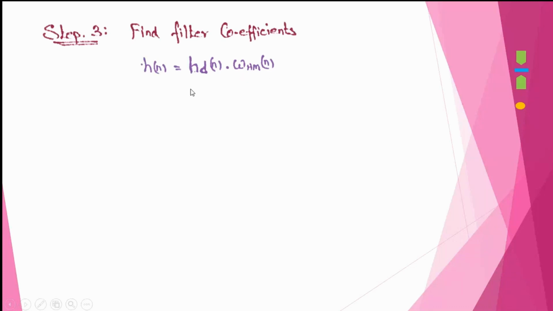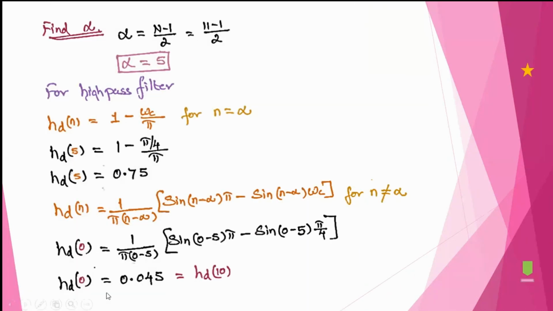Now we are going to substitute. For n equal to 0, h(0) is equal to hd(0) into omega hm(0). What is the value of hd(0)? We can remember that the hd(0) value is 0.045.